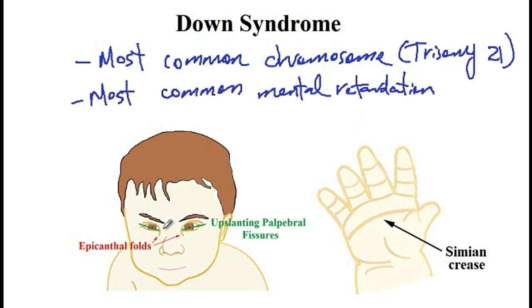Clinical findings of Down syndrome include epicanthal folds, which are shown right here, upslanting palpebral fissures, which are shown right here, low set ears, as well as flat faces. The other feature is simian crease, so there is a single transverse simian crease, versus in normal individuals, in whom there are usually two creases like this. So in these patients, there is a single transverse simian crease.